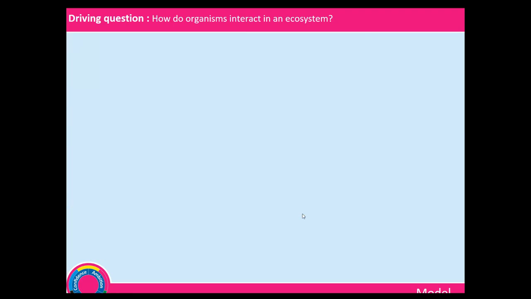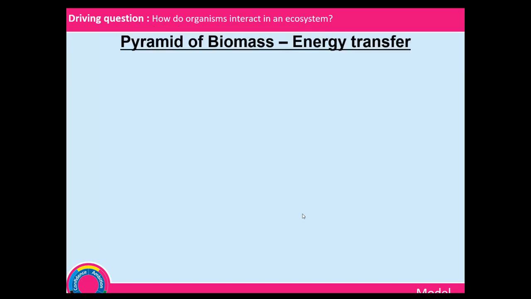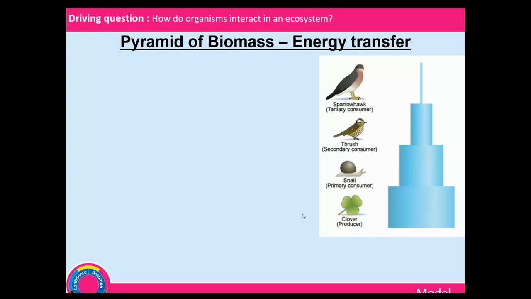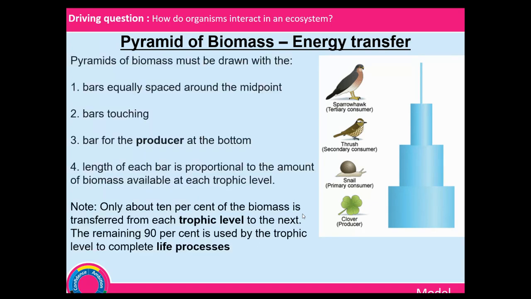Okay, now I want to talk about the pyramid of biomass energy transfer. In the last video, I talked about the pyramid of numbers. To be exact, the difference between the two is that the pyramid of numbers deals with the number of organisms, the population of organisms in each trophic level of the food chain. Now, in this case, biomass deals with the energy transfer, and only 10% of the energy is transferred from the previous trophic level to the next.